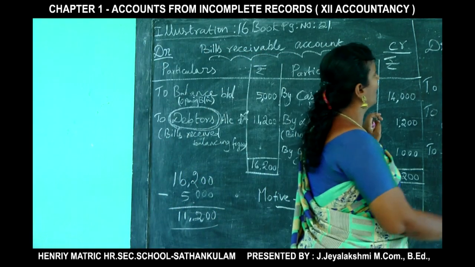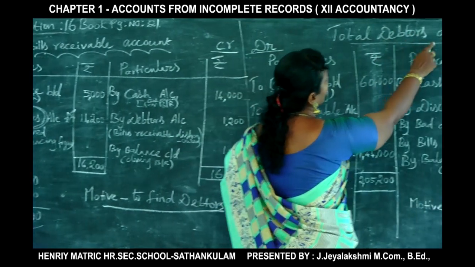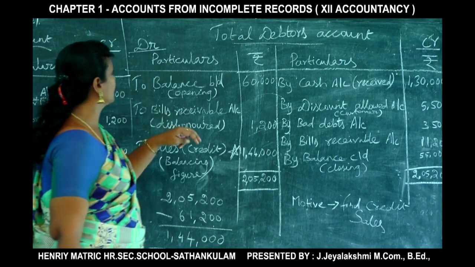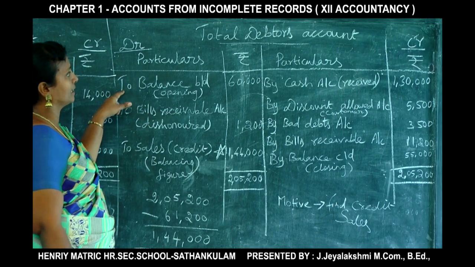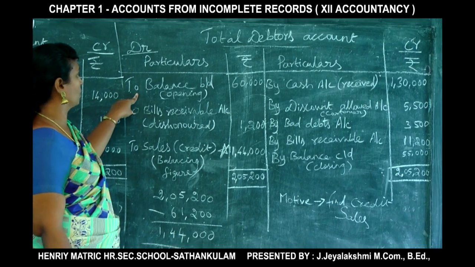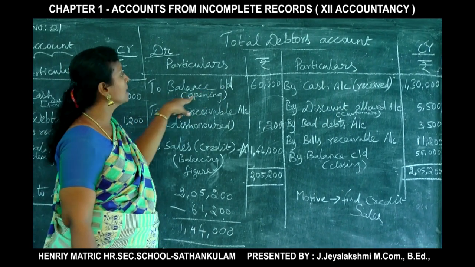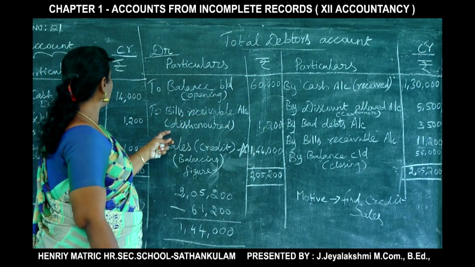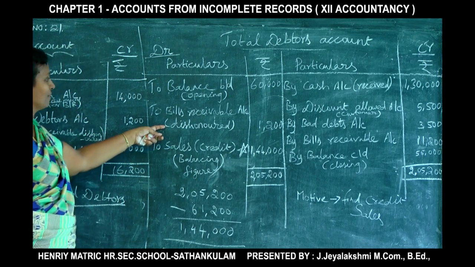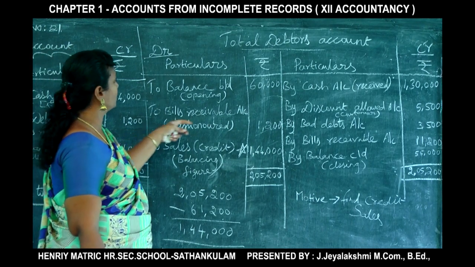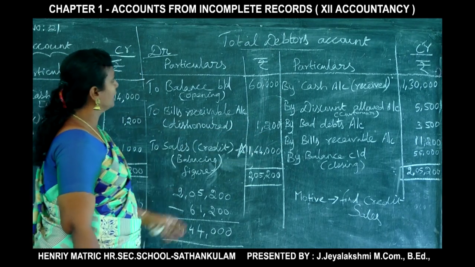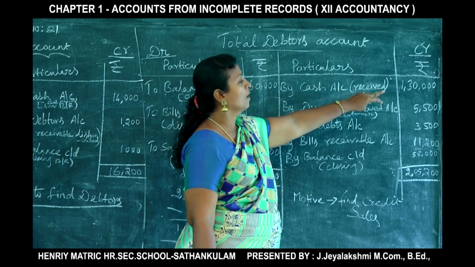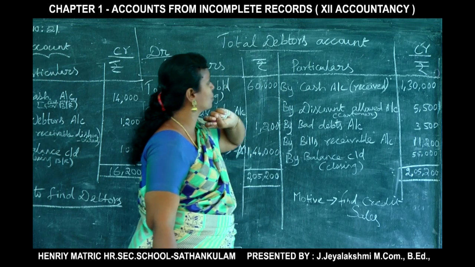Total debtors account. Again we have to write debit, credit, particulars, amount. Here also we have to take the opening balance of the debtors account. So to balance brought down, we are taking 16,000. Then bills receivable account, which is already prepared. We have taken it in the bills receivable account, so that amount is 1,200. Then on the credit side, by cash which we have received, 1,30,000.